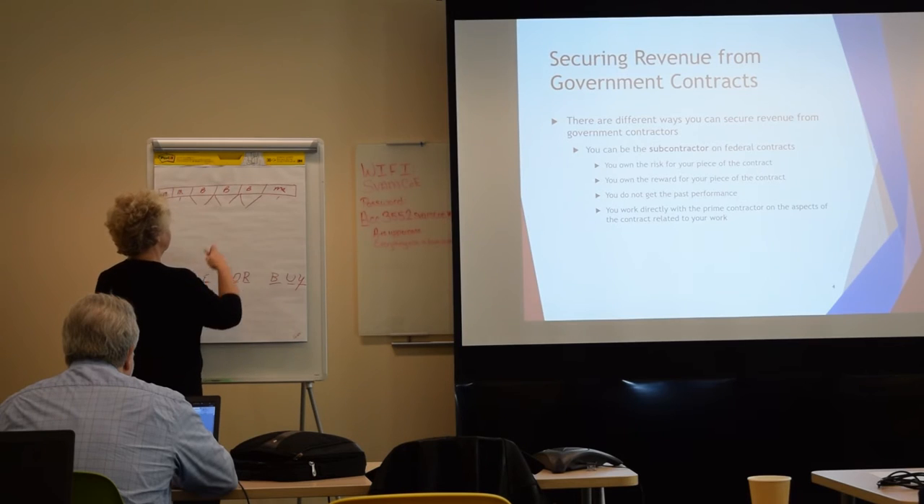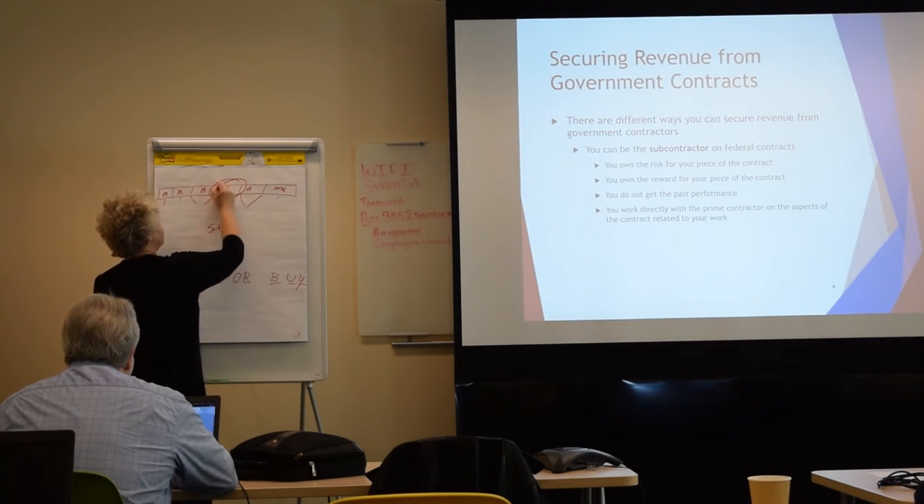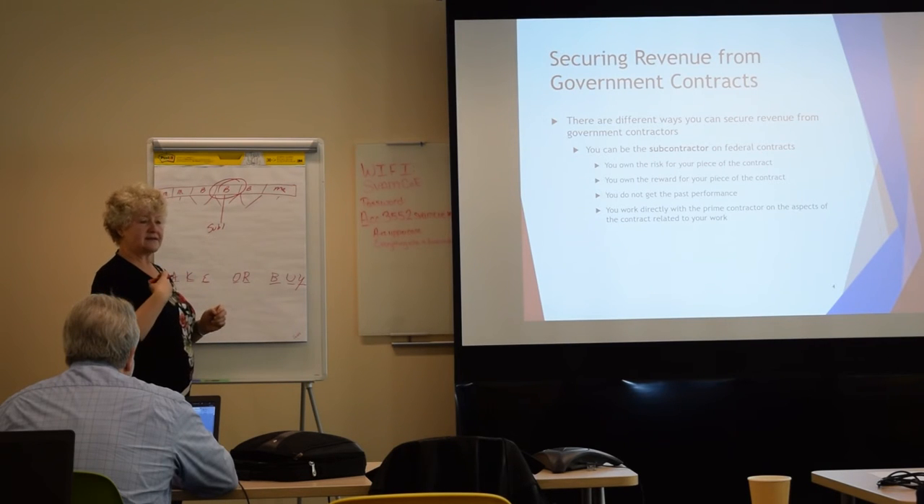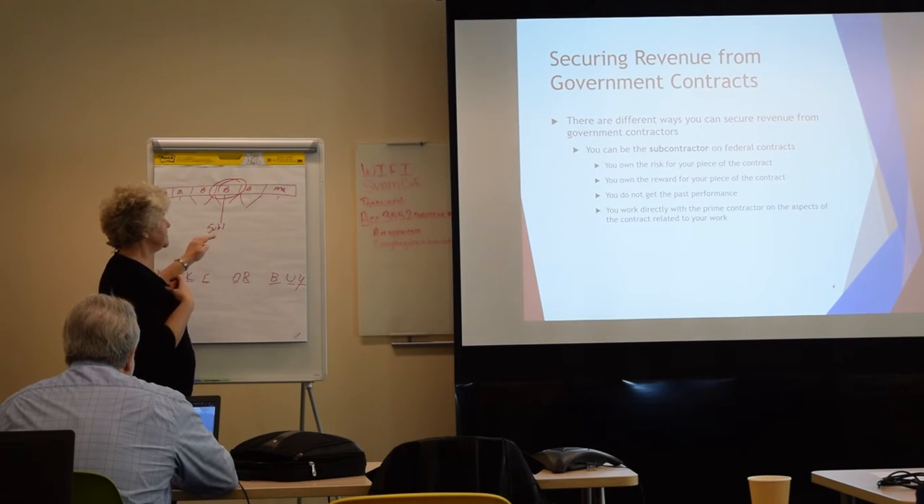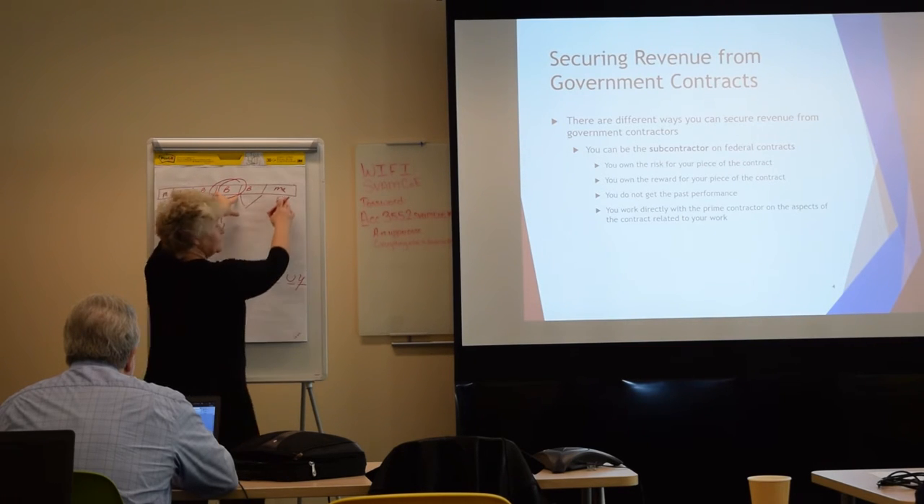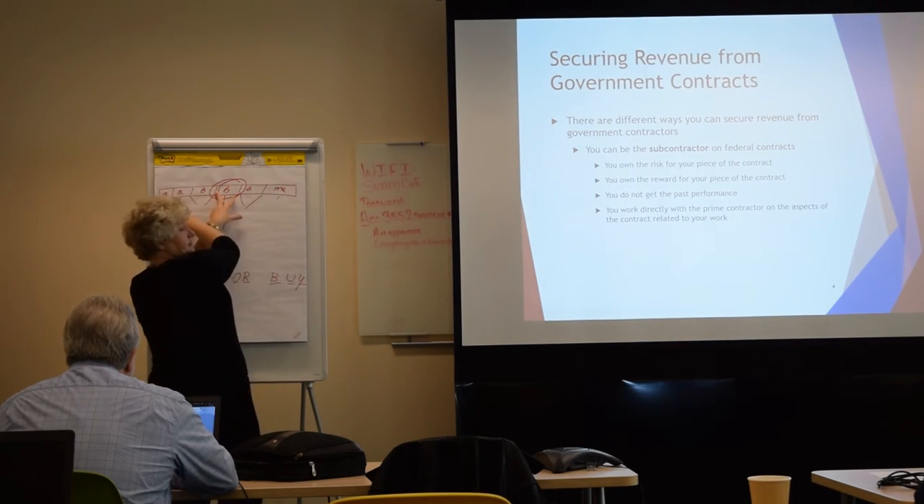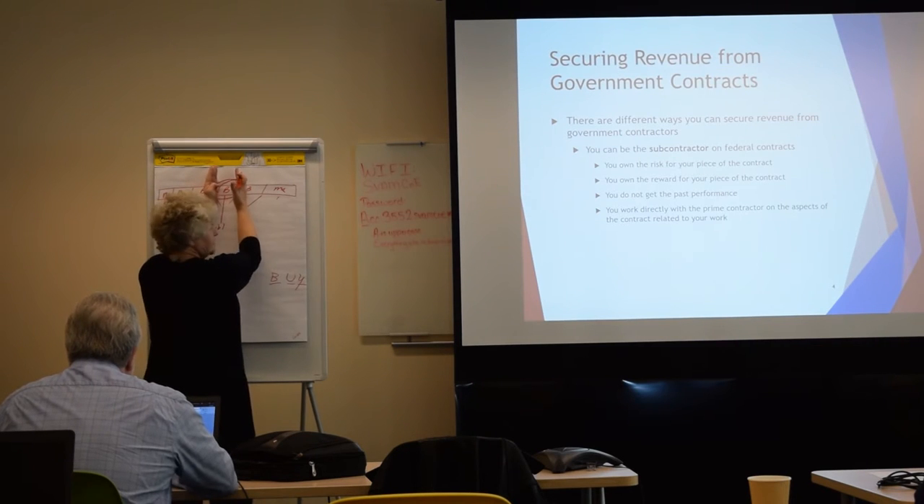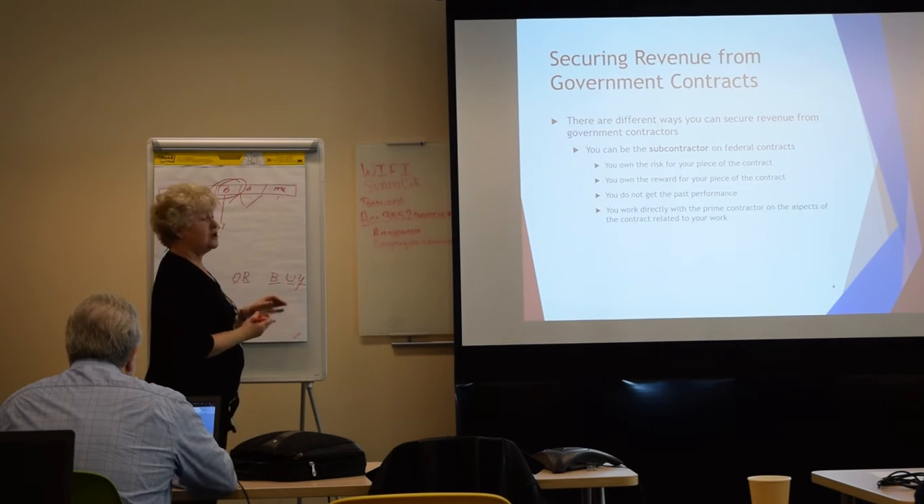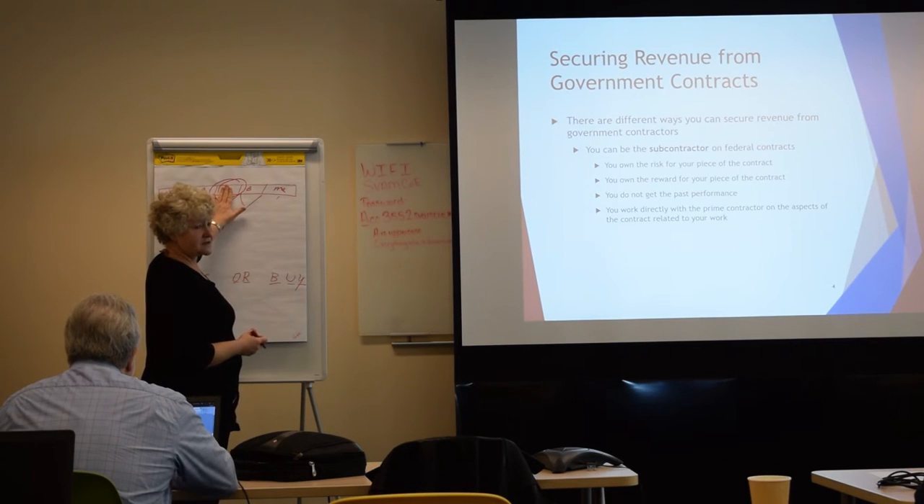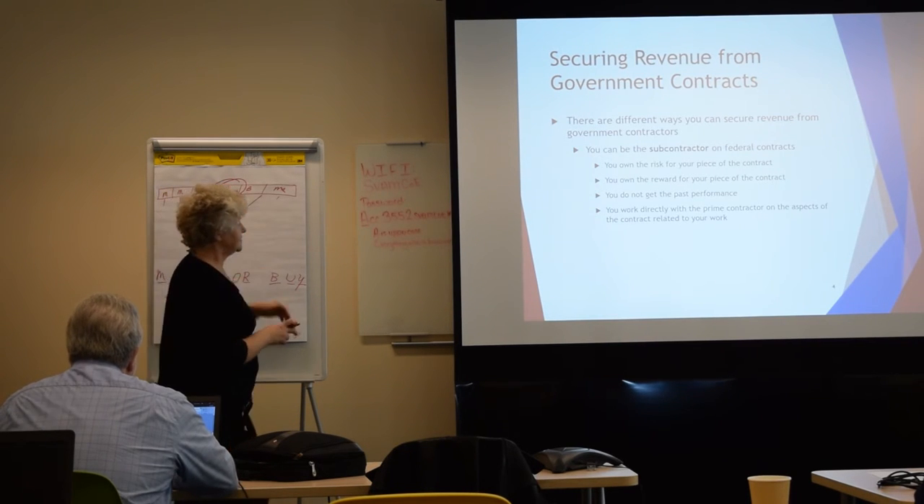So now let's say you are subcontractor 1, and you have won this piece of business. So as a sub, you are responsible for the risk of this part of the contract. You're not responsible for the risk of this over here or the risk over here. You're responsible for this risk because that's the piece you want. You're also responsible for the reward. You get the reward for this piece, right? So that's what you get as well.